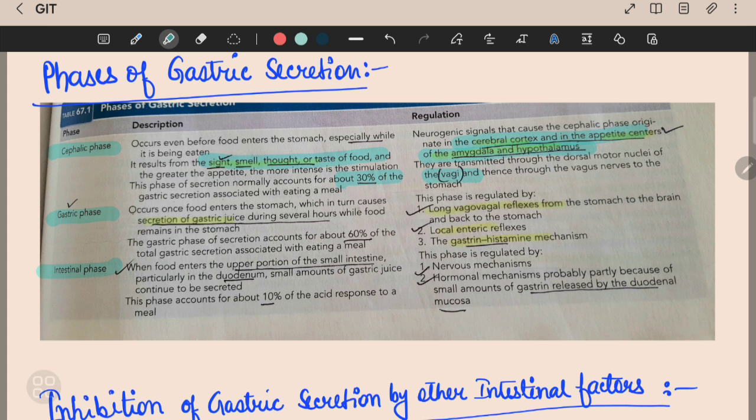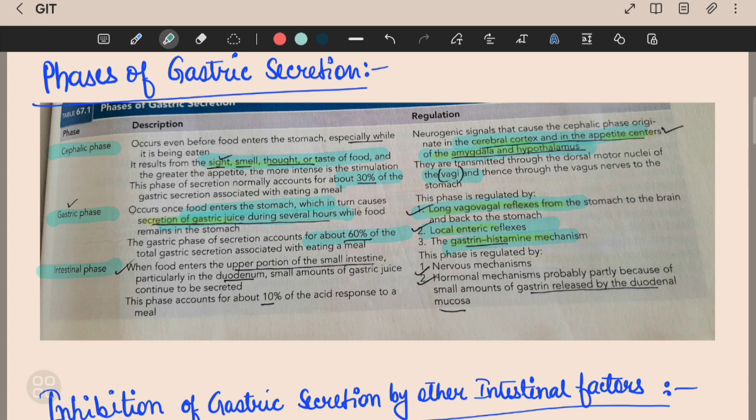Next is the gastric phase. Whenever food enters into the stomach, after deglutition, gastric juice will be produced. Here the food will remain in the stomach for several hours, churning will happen, and in this phase about 60% of gastric secretion is released. This phase is mainly regulated by the long vagovagal reflexes, the local enteric reflexes, and again by gastrin and histamine. These local hormones also play an important role.